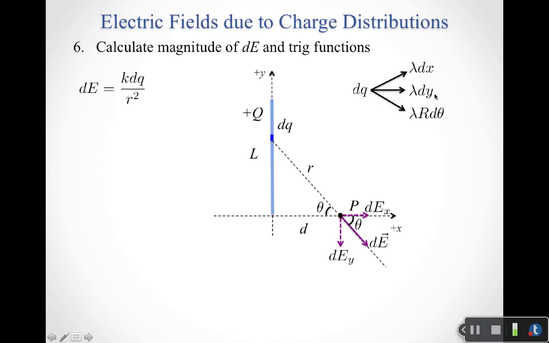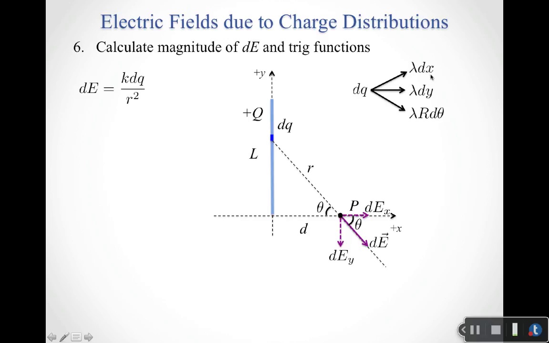So for dq, we said there are three options. It's either going to be lambda dx, lambda dy, or lambda r d theta, where again lambda is just some description of the charge per length. Maybe it's constant, in which case that would just be total charge divided by total length. Maybe it's some functional form that we might be given within a problem.